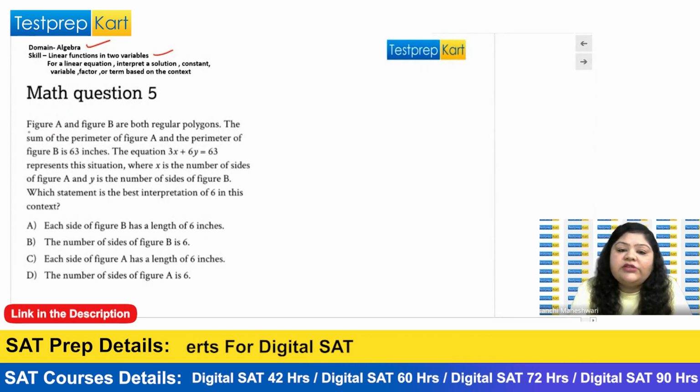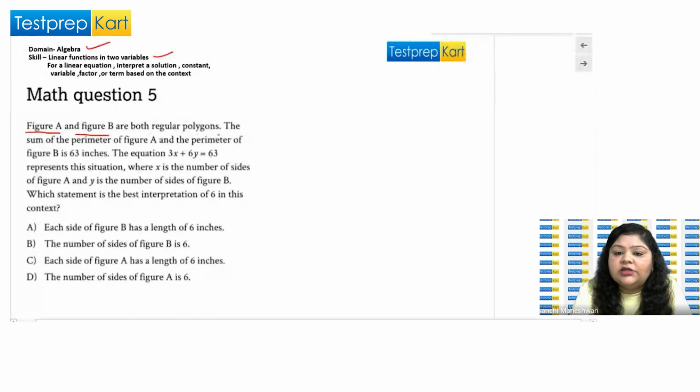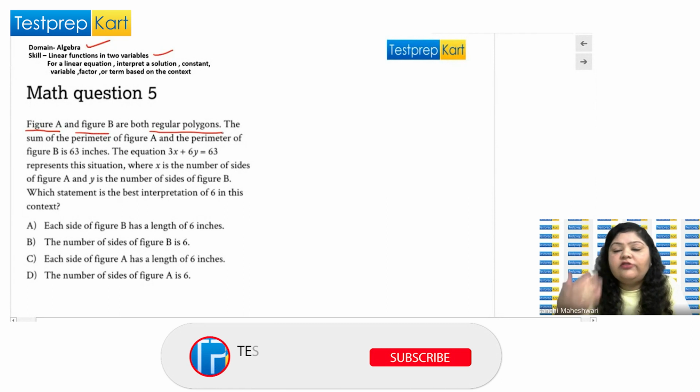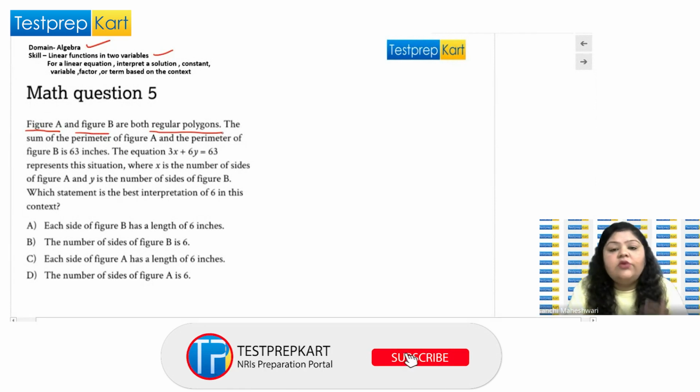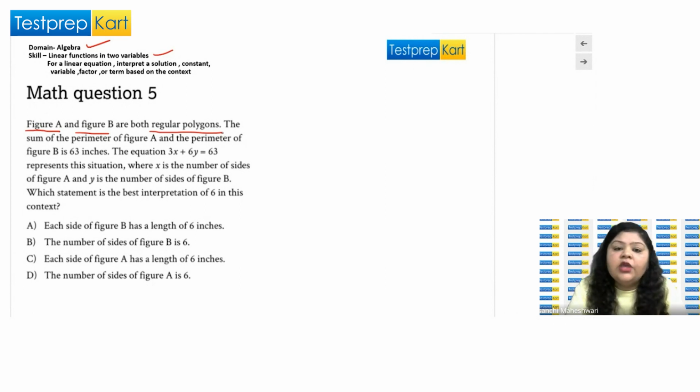Question number 5 is saying figure A and figure B are both regular polygons. Don't get confused here, there is no figure given to you. You have to imagine. It's a part of the statement. No graphical solution is given here. So you have to assume figure A and figure B are both regular polygons.